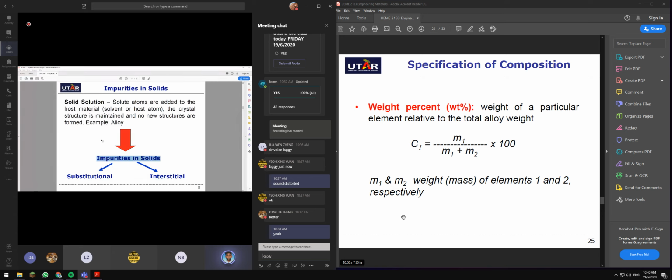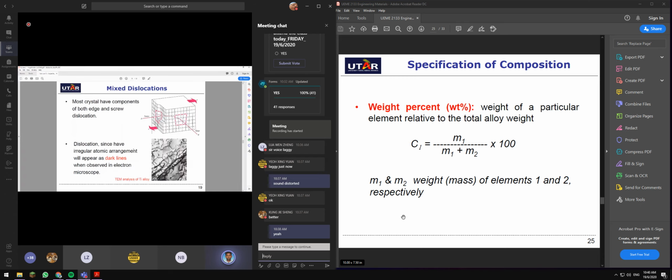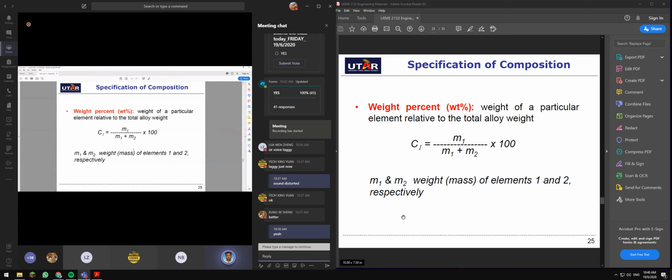They look at the atomic size of the material. All right, these are some of the cues that you can use to check for the compatibility of composites. So for this course, I'll be focusing only on the specification of composition, where there is a slight hint of how much impurities are available in a given material.